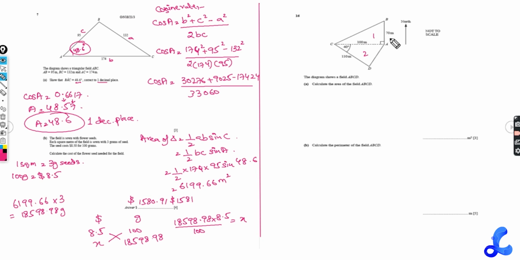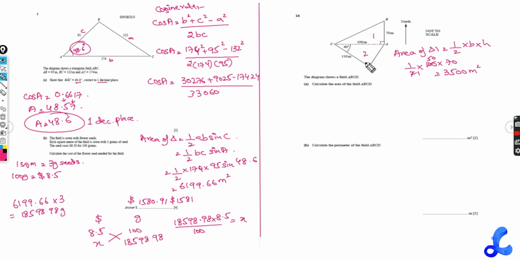Triangle number 1, ABC, is given to you as a right angle triangle, denoted by this 90 degrees. So the area of triangle 1 is simple. The formula is half into base into height. Half into base is given to you as 100 and height is given to you as 70. Half of 100 is 50, and 50 multiplied by 70 gives you 3,500 meters square. So the area for the above triangle ABC is 3,500 meters square.